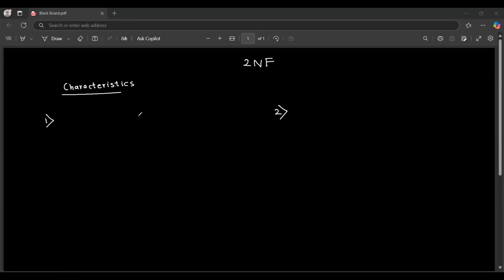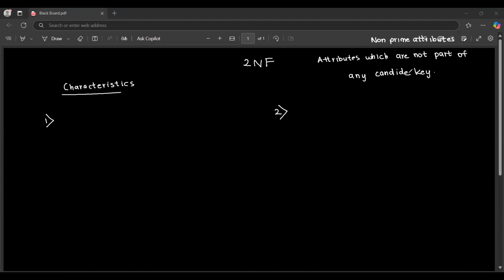The first perspective is all the non-prime attributes. What are non-prime attributes? Good question. Non-prime attributes are attributes which are not part of any candidate key. Then only we call that a non-prime attribute.